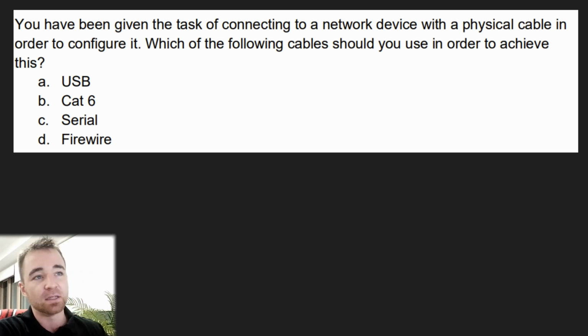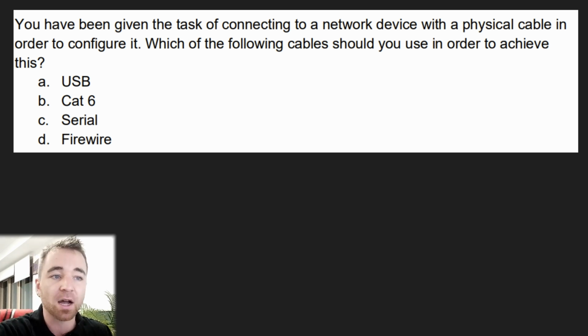Okay, the first question reads, you have been given the task of connecting to a network device with a physical cable in order to configure it. Which of the following cables should you use in order to achieve this? A, USB, B, Cat6, C, serial, or D, Firewire?